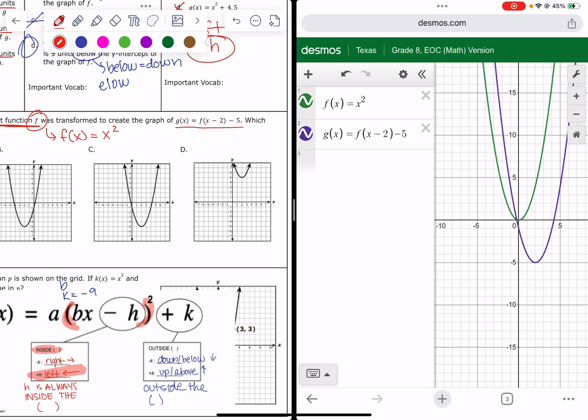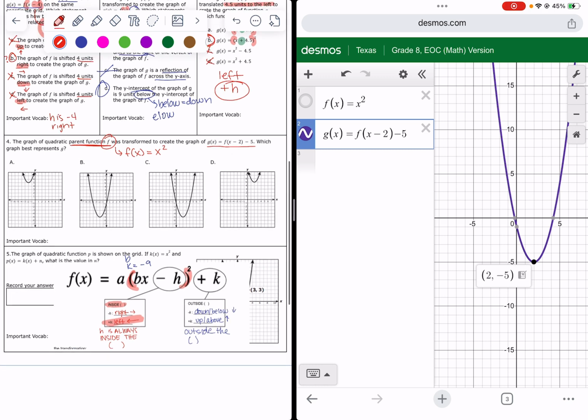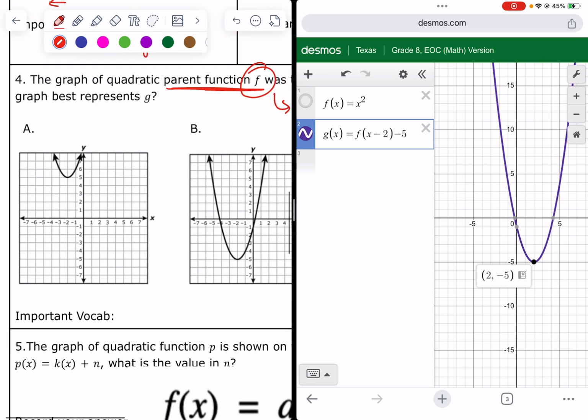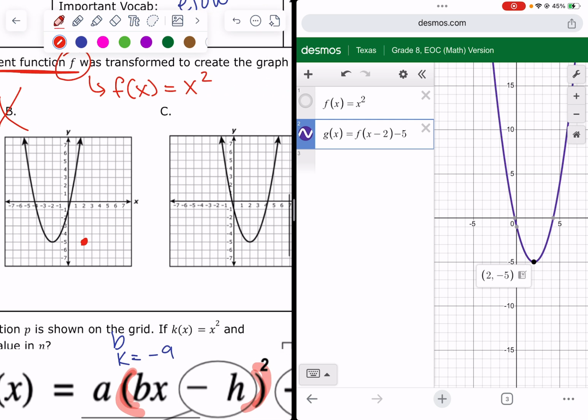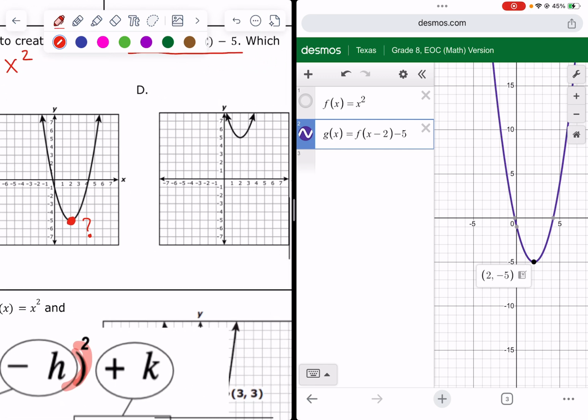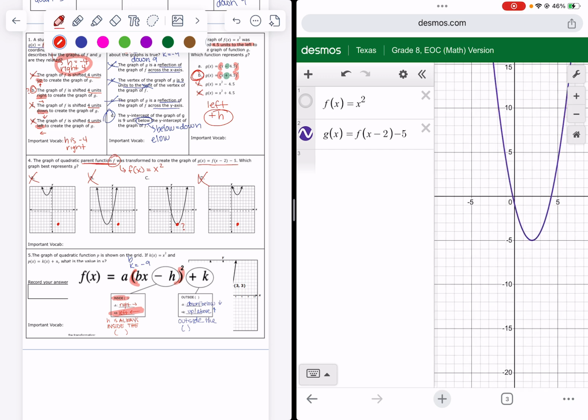And I see this new one. I'm more focused on the g graph, so I just want to look at this one. And it has (2, negative 5). If I put a point at (2, negative 5), I know this one's not good. Point at (2, negative 5). This one's not good. (2, negative 5). This one's a maybe. (2, negative 5). This one's not good. We're just trying to see which one looks the same as the one we got on Desmos. So my answer would be C.